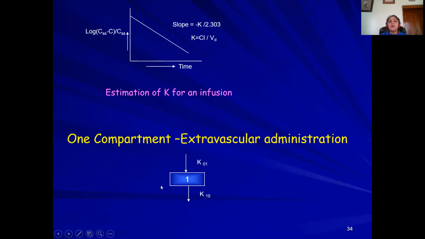And this is a schematic representation of one compartment extravascular administration. Here you can see K01, that means the drug is entering from outside to the blood. So here you have got the rate constant of absorption K01 and K10 is the rate of elimination.